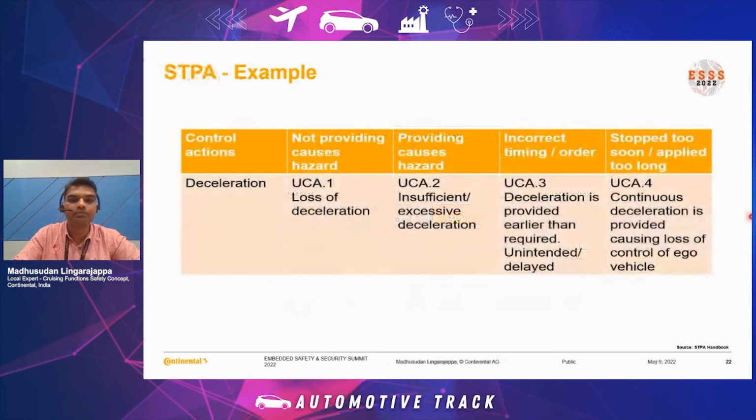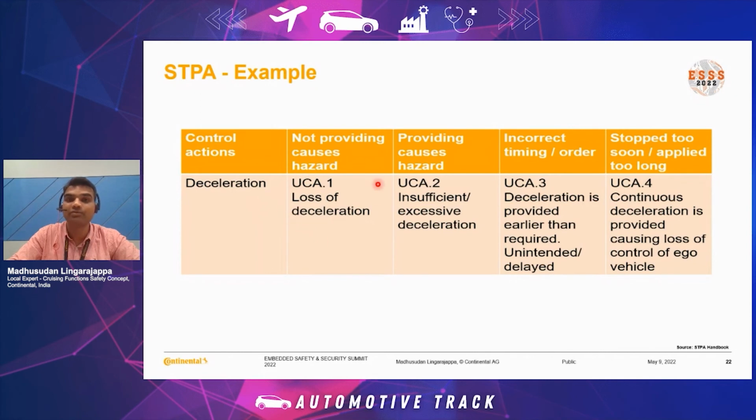These control actions identified in the control structure diagram become the input for the next step, step 1. In this step 1, we have to identify the unsafe control actions. We use the guide words listed here, which are referred to by the STPA handbook. In the example, I have taken deceleration from the control actions listed in the control structure diagram. So what will happen when the deceleration is not provided? There is a loss of deceleration here.